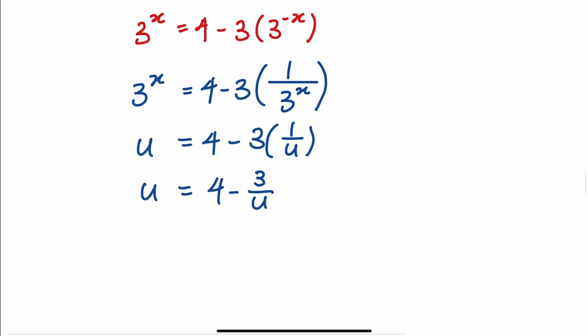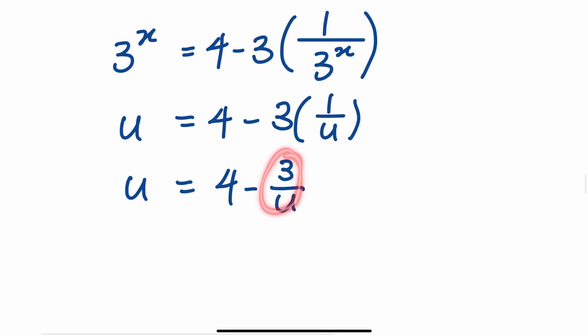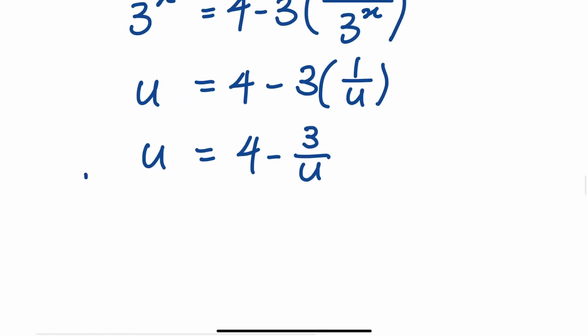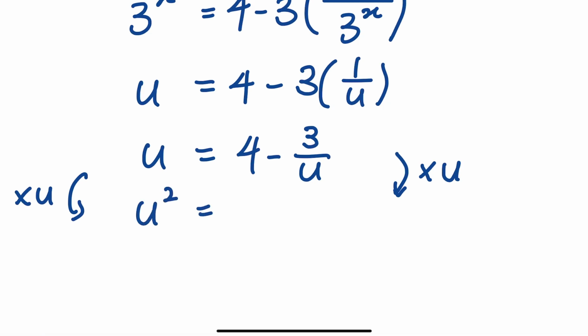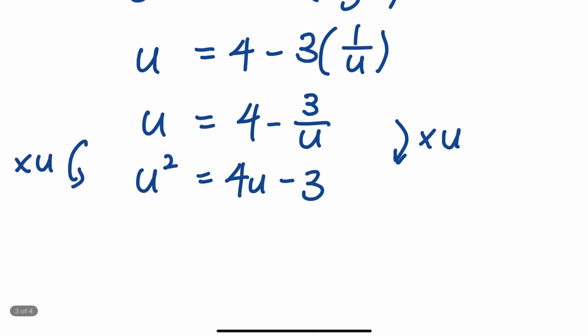To get rid of this fraction, I shall multiply u on both sides of the equation. So the left side multiplied by u. Right side, I also multiply by u to the entire right hand side. Left side, I should get u square. Right side, multiply u to both terms. 4 multiplied by u will give me 4u. Negative 3 over u multiplied by u will give me negative 3. Therefore, I have a quadratic equation in u now.